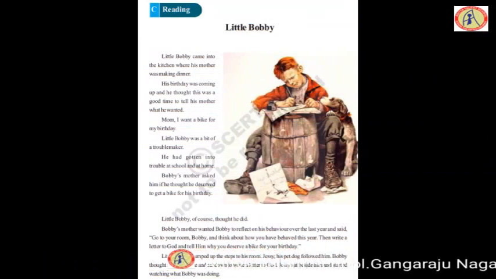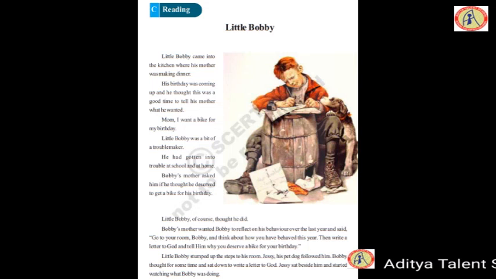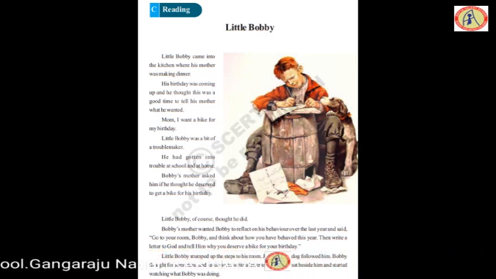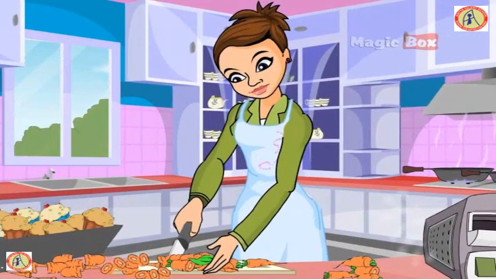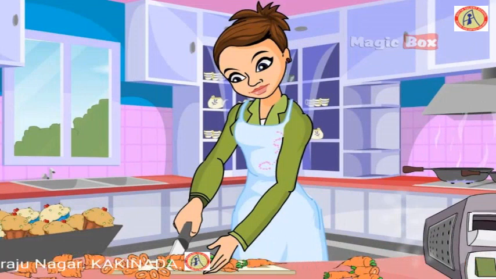So now, Little Bobby's birthday is approaching. He wants a gift on his birthday. So he wanted to go near to the mummy to talk about which gift he wanted. The mummy is in the kitchen. He came directly into the kitchen where the mummy is preparing the dinner.